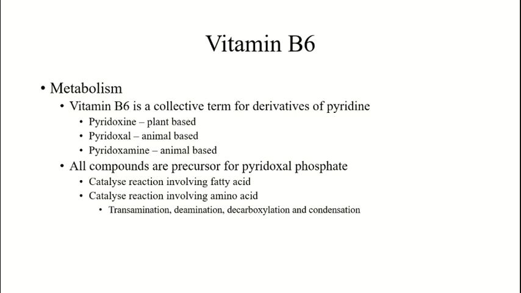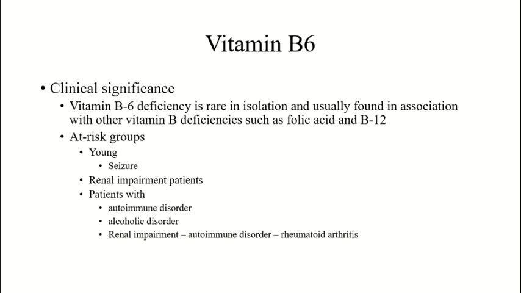All of these compounds are precursors for pyridoxal phosphate that is key in catalytic reactions involving fatty acid and amino acid. Vitamin B6 is predominantly absorbed in the intestine and is metabolized at the cellular level in the mitochondria and cytosol to its active form in the liver. Excretion of excess of this particular vitamin occurs in the kidneys, and it is typically albumin bound in the plasma.